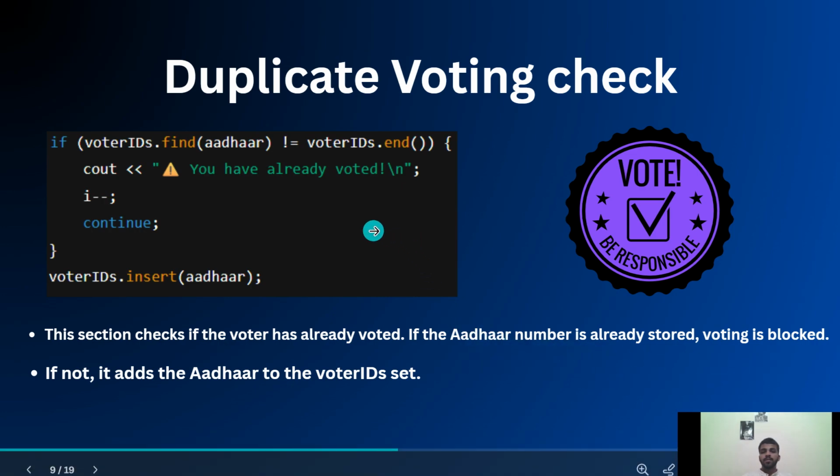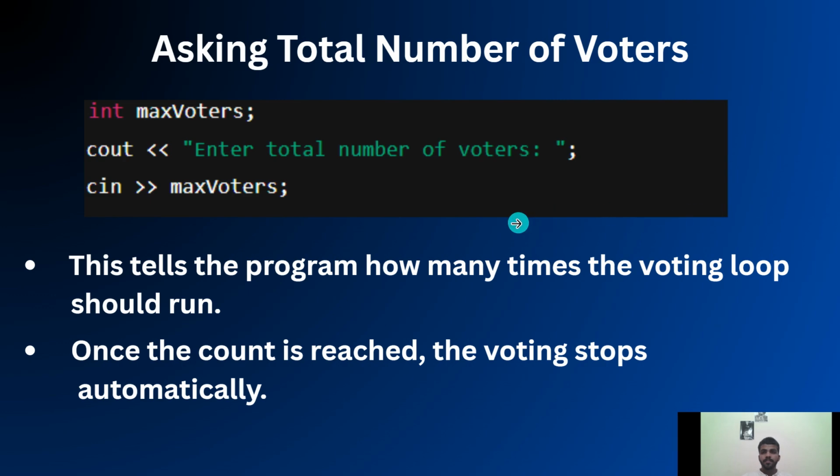This is the same part of preventing duplicate votes. If the voter tries to vote twice, the output is: You have already voted. I will show in the program how it comes. It initializes i minus minus to continue, and asks again for the Aadhaar ID proof. Now let's go to the next slide.